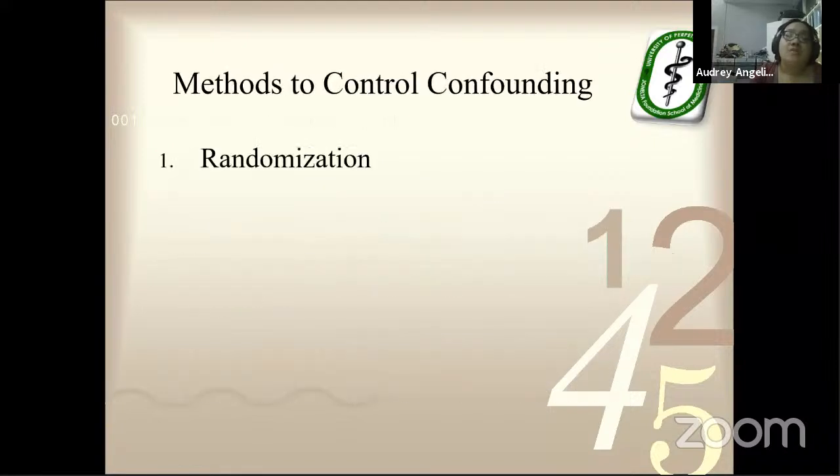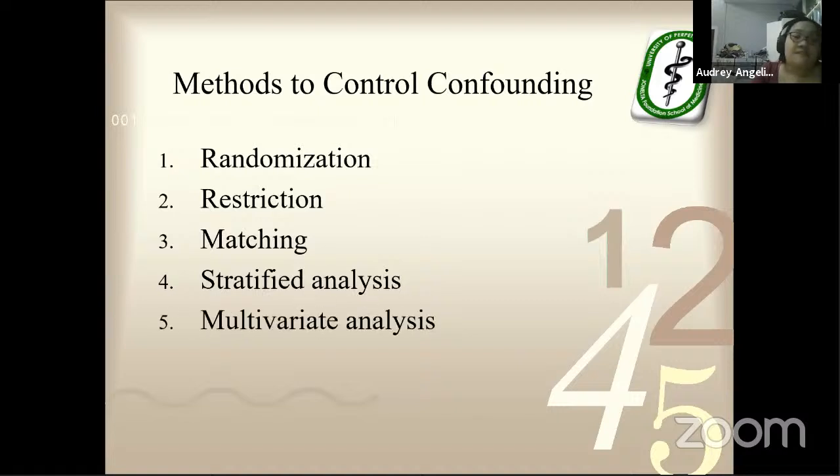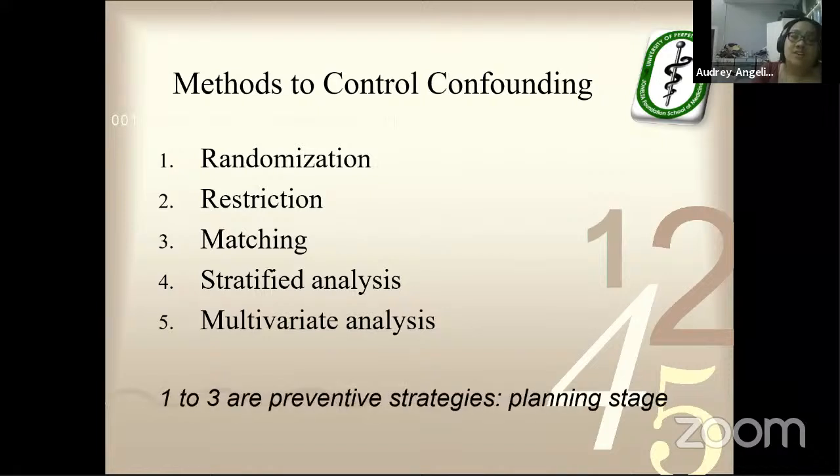Okay. How do you control? Like your biases, we randomize, we restrict, and we match. Concepts we have discussed earlier in this lecture are also applicable in controlling confounding. Of course, we do stratified and multivariate analysis as well. So these are your statistical interventions.